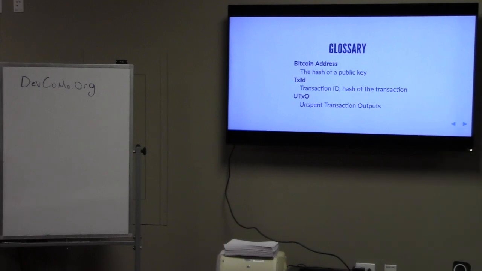A Bitcoin address. Your Bitcoin address is literally the hash of your public key. And we'll talk about why the public key comes in the future. Transaction ID. The transaction ID is the hash of the transaction data. There is no explicit transaction ID field or something that is generated. It is the hash value of the transaction's data. UTXO is unspent transaction outputs. These are outputs from a transaction that have not been spent by a subsequent transaction. We'll explain that one a little bit later too.